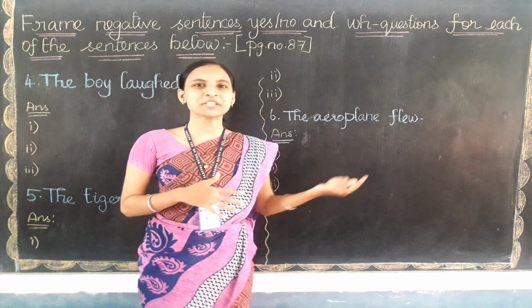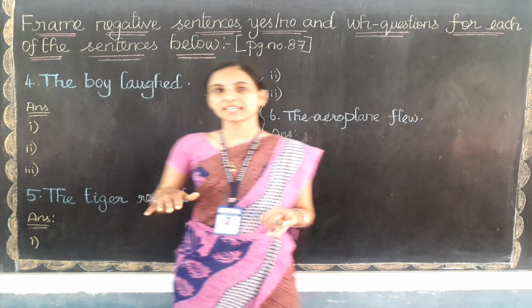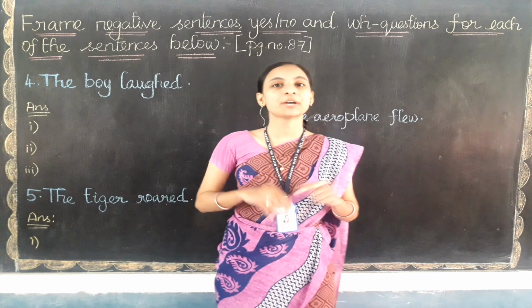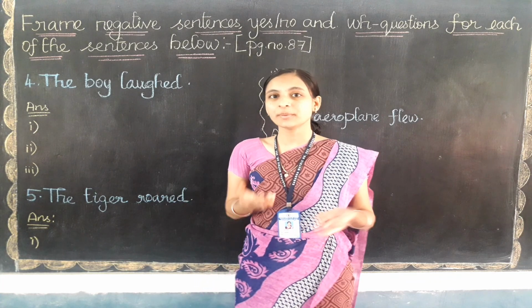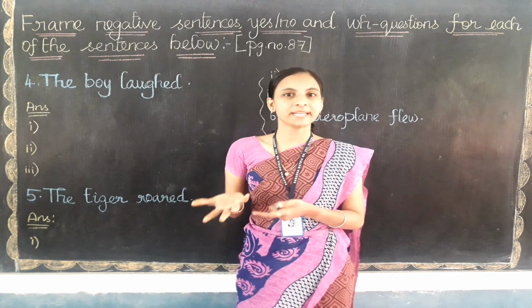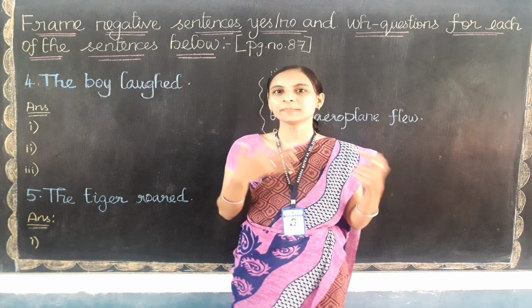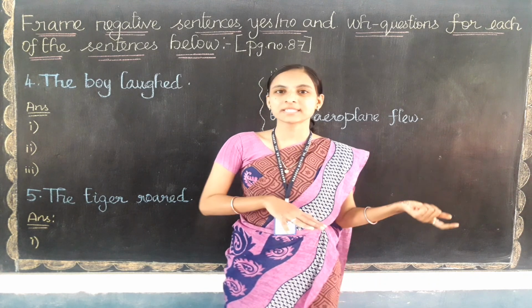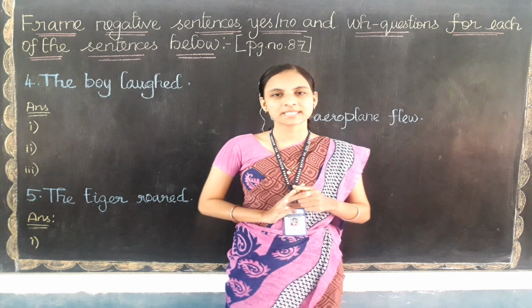Students, in the previous video we did the exercise on negative sentences, yes or no questions and WH questions in simple past form. Do you remember what simple past forms are? Yes, they are completed actions. When we are talking about a completed action, we use a past verb to talk about the past event, right? So they are called simple past form.